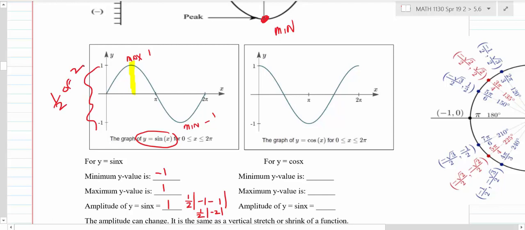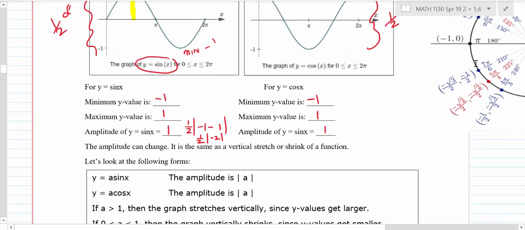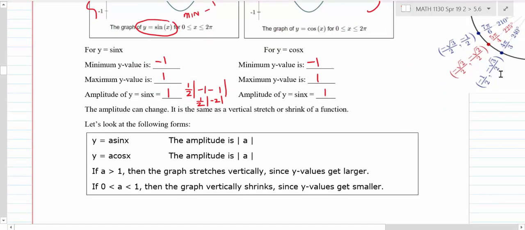How about the cosine? Is it any different? Does it have the same amplitude or a different amplitude? Does it have the same max and min? Yeah, so it's got to be the same. Okay, the minimum value on the cosine is negative 1. The max is 1. So again, the amplitude's 1. So again, it's just this right here. It's half of the distance between those two, the max and min. So half of 2 is 1. That's it. Okay, so that's what the amplitude of a basic sine and cosine is.